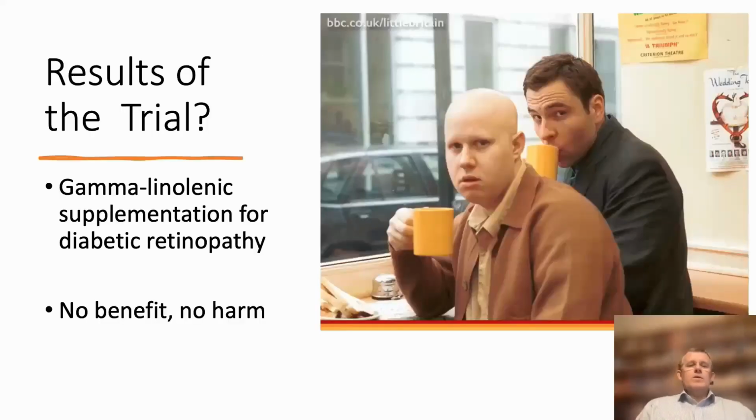So what about the results of the trial itself? Well, gamma-linolenic supplementation for diabetic retinopathy had neither any benefit nor any harm, and this was a little bit surprising because the reason the trial was undertaken was because a previous trial in diabetic peripheral neuropathy had shown very promising results. So what exactly was going on here? Why did this happen?